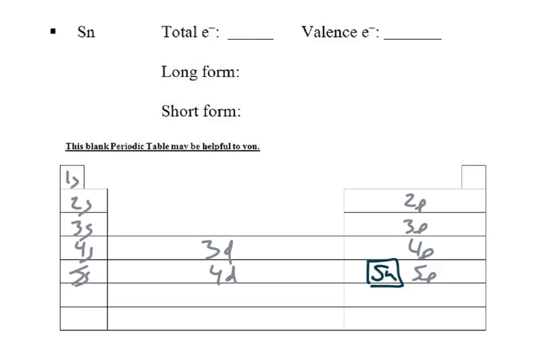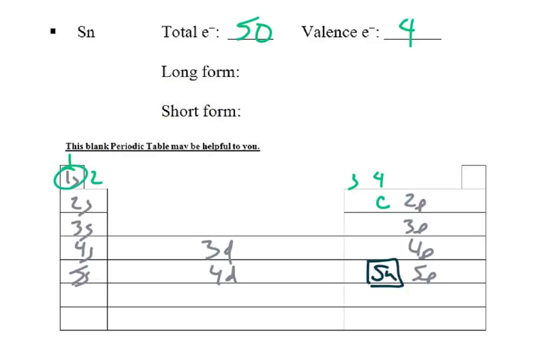So we're going to say total electrons. On tin, if we look that up, it has 50 electrons. And how many valence electrons? Well, it's in the same family as carbon. And if we look at that, that's 4. These all have 1, these have 2, these guys have 3, carbon family has 4. So 4 valence electrons.